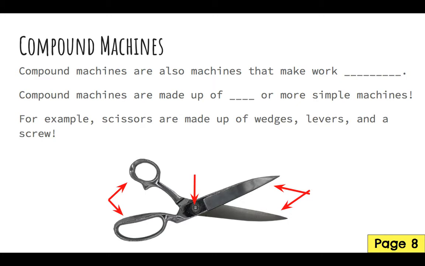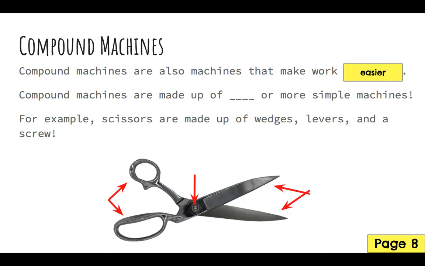Compound machines are also machines that make work blank. Also means we've already learned about something that makes work blank. Those were called simple machines. Simple machines, if you remember, make work easier. Well, so do compound machines. As a matter of fact, all machines are created to make work easier.